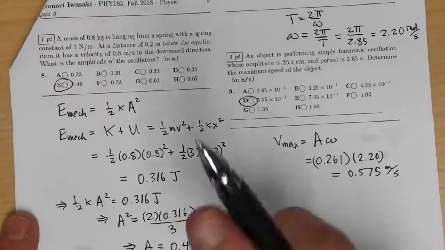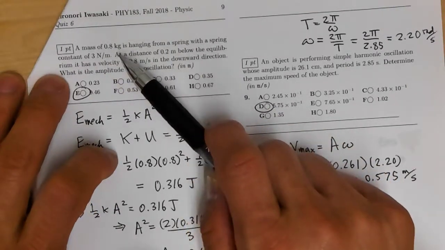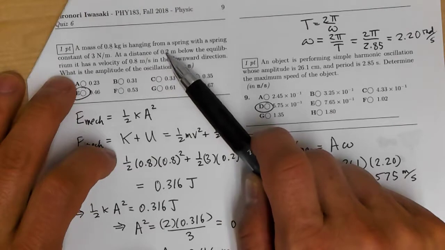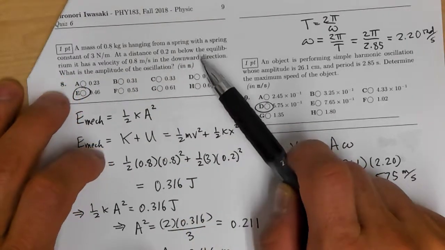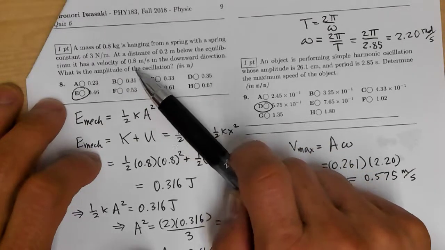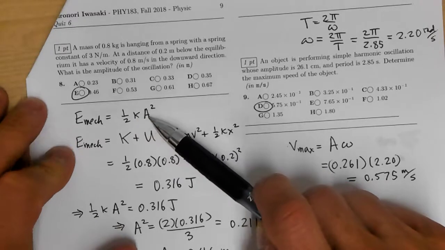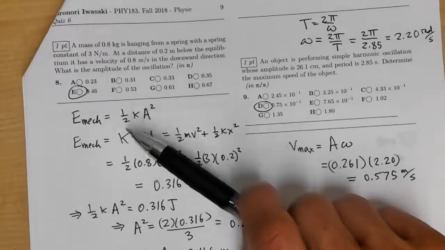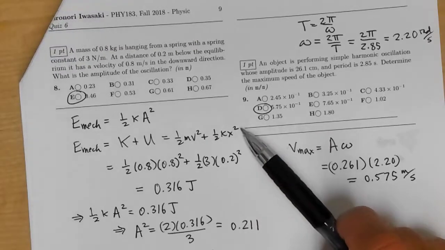A mass of 0.8 kilograms is hanging from a spring with a spring constant of 3 newtons per meter. At a distance of 0.2 below the equilibrium, it has a velocity of 0.8 meters per second in the downward direction. What is the amplitude of the oscillation? So the total mechanical energy is 1/2 kA squared. That's the sum of the kinetic energy plus the potential energy, 1/2 mv squared plus 1/2 kx squared.